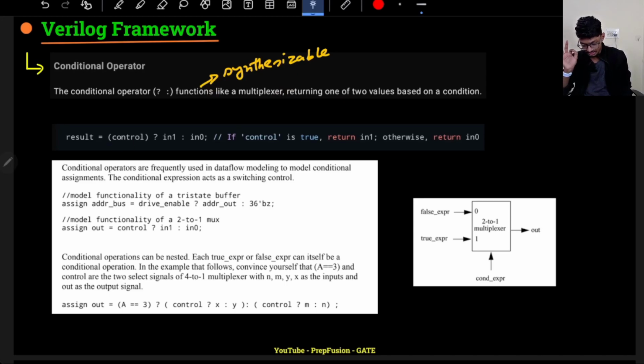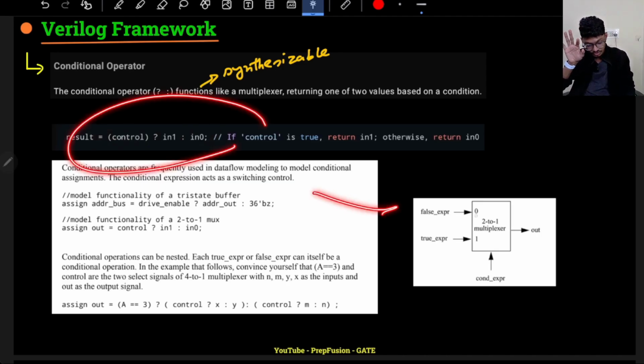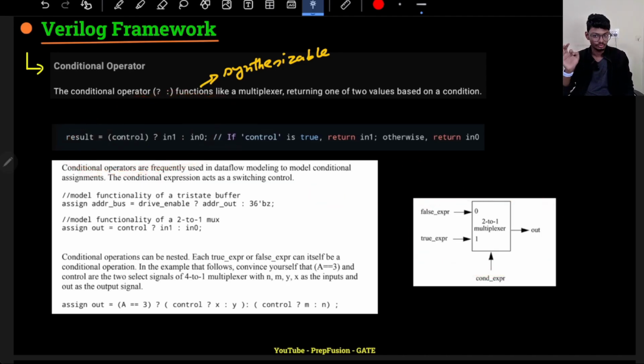So let's say this is control ? in1 : in0. If control is logic true, then in1 will be stored in result. If control is logic 0, then in0 will be stored. I hope you now know what is logic 0 and logic 1. This is exactly like a 2:1 mux. Exactly, ditto like a 2:1 mux. So the same thing I am doing here only.